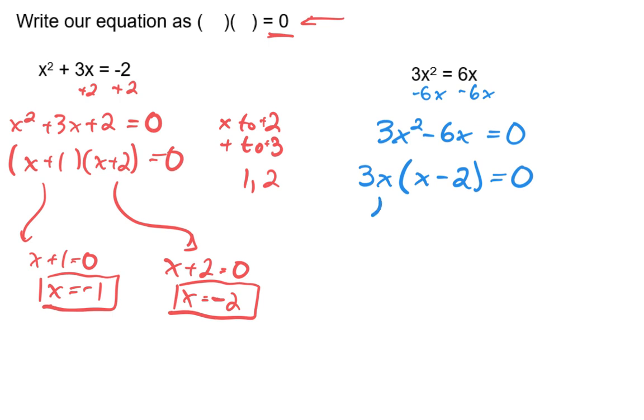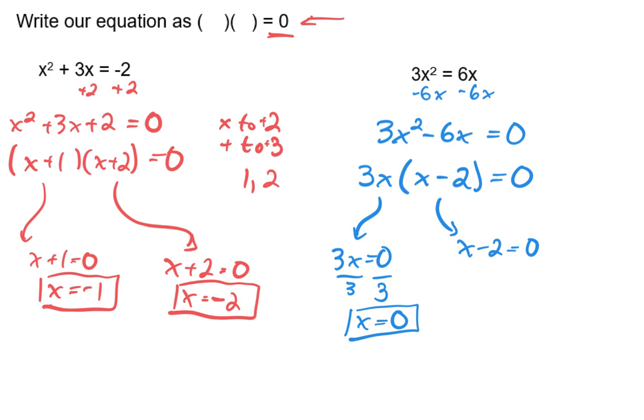So we're going to take each of our factors and set them equal to 0. For 3x equals 0, I'm going to divide both sides by 3 to get x equals 0, because 0 divided by 3 is just 0. And here I'm going to add 2 to both sides, x equals +2. And there are my two solutions.